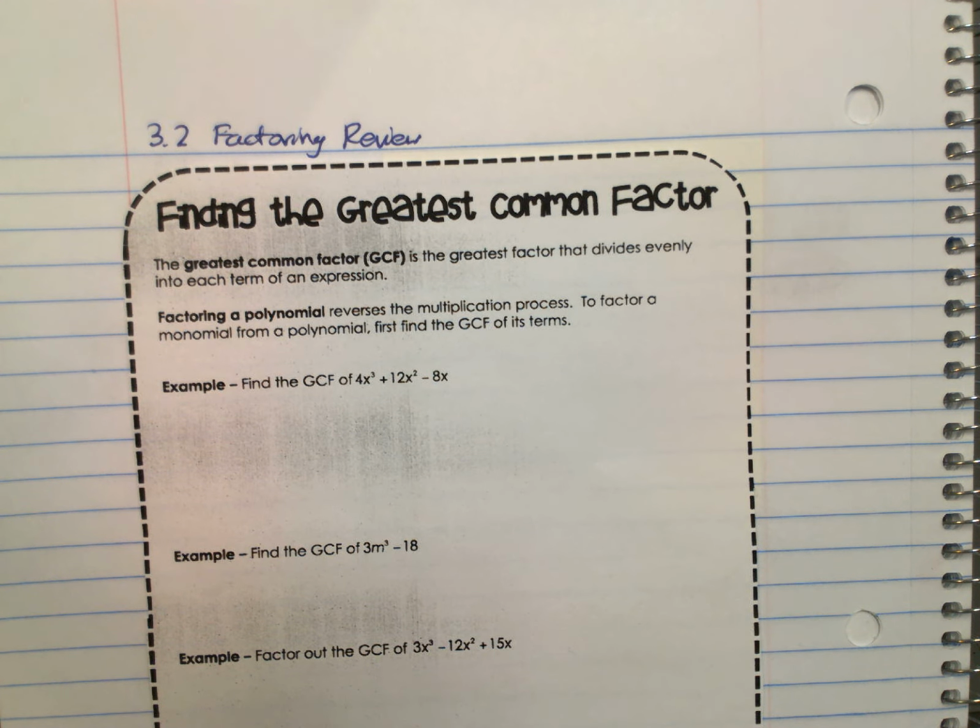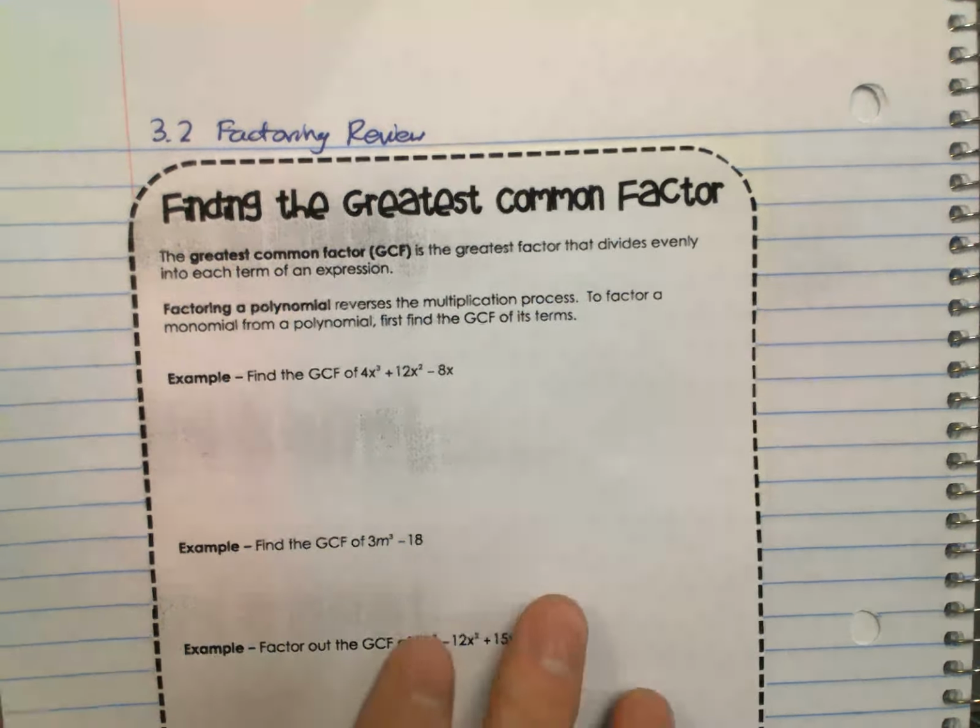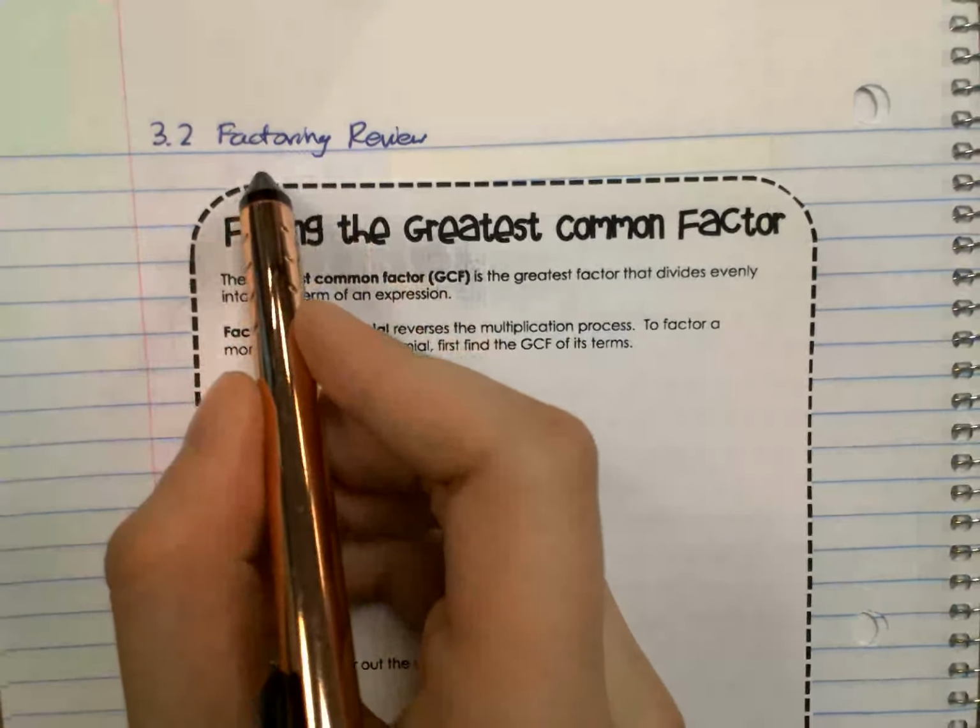What was it called when we did those? They were under, so the ones we did was under 3.2. Okay. So this is 3.2 factor review.